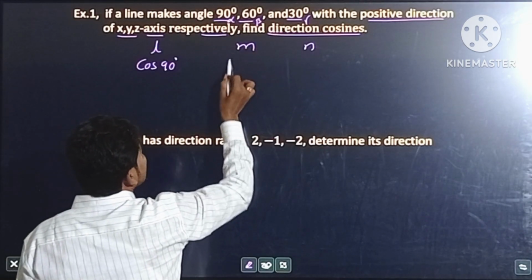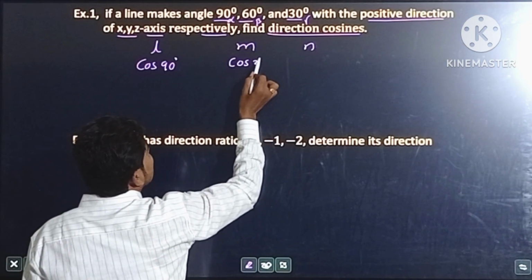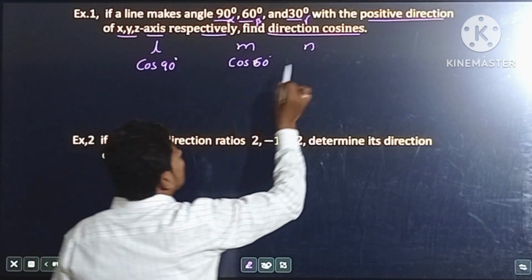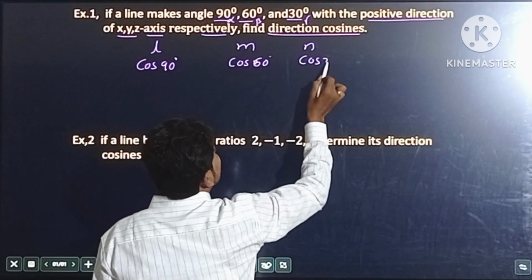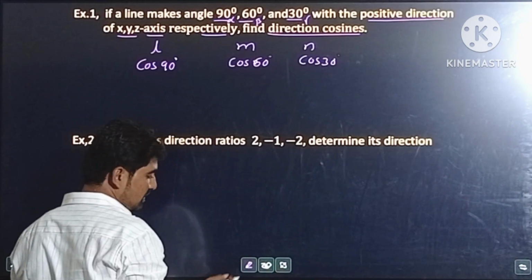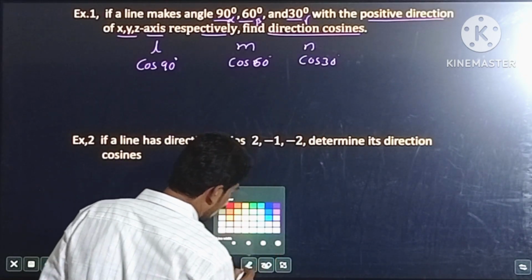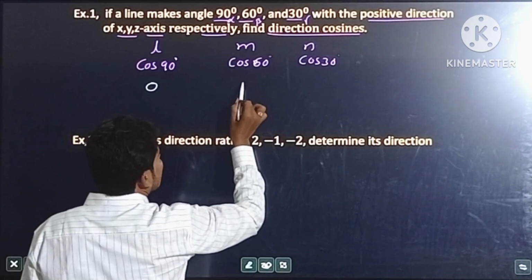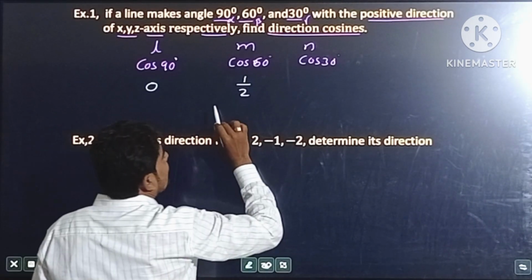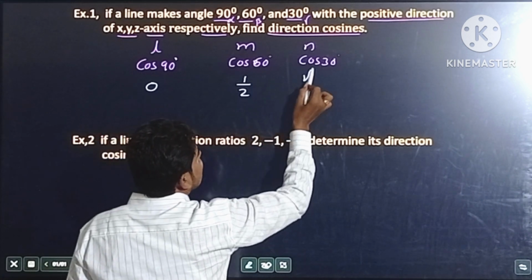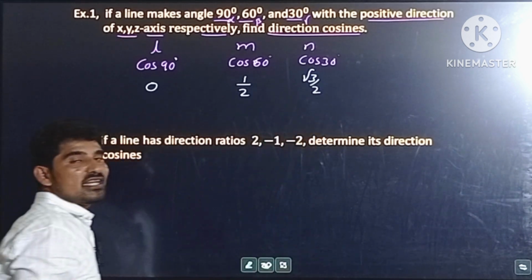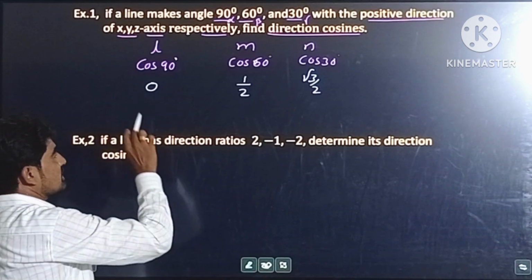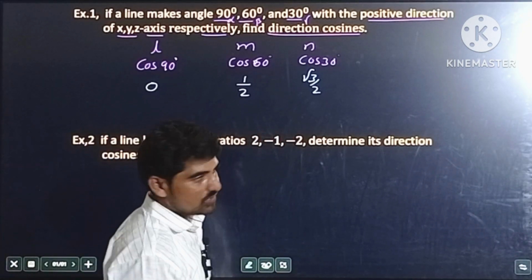Similarly, the value of M is cos beta, that is cos 60 degree, and the value of N is cos gamma, that is cos 30 degree. So these are nothing but specific angles of trigonometric ratios. The value of cos 90 degree is 0, the value of cos 60 degree is 1 by 2, and the value of cos 30 is root 3 by 2. Therefore, the direction cosines of the given line are 0, 1 by 2 and root 3 by 2.